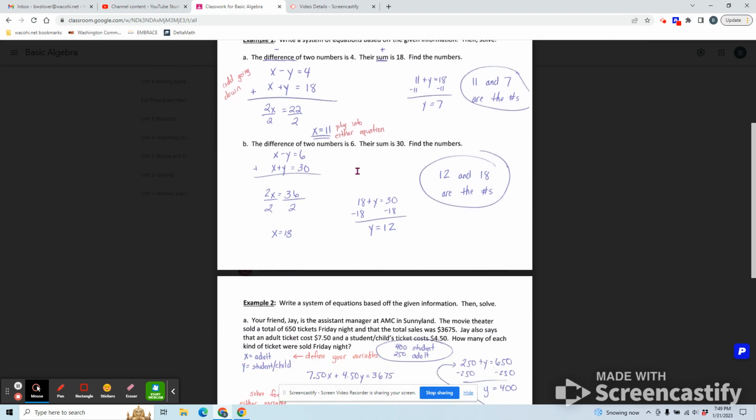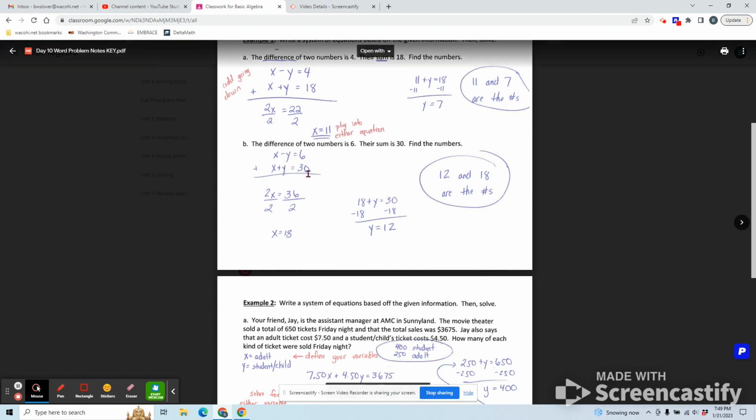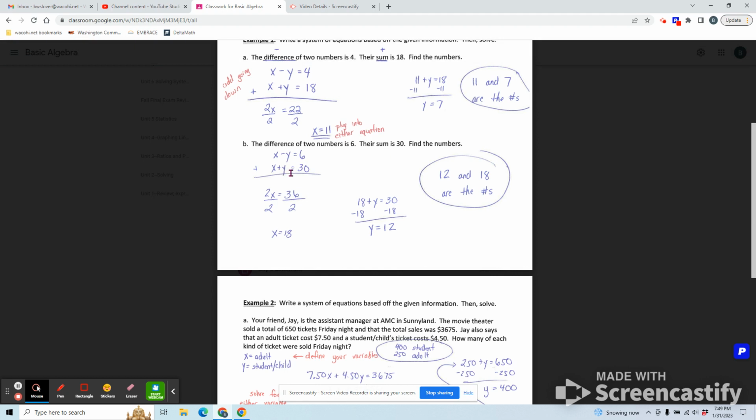Letter B is the same thing, just different numbers. And the difference of two numbers is 6. So two different numbers equal 6, and we're going to subtract them. Their sum, adding, is 30. So I set up my system, and it's set up for elimination again, and I add going down because I have opposites. Negative 1y plus 1y is 0y. My y's eliminate. 1 plus 1 is 2. 6 plus 30 is 36. I get x is 18. And once again, I plug it into either equation to solve. It doesn't matter which. And I get my other number to be 12.